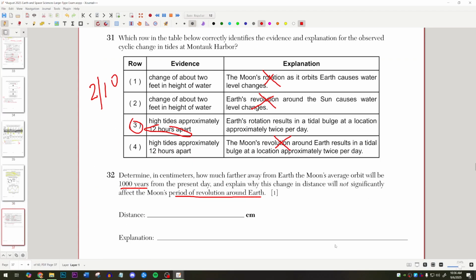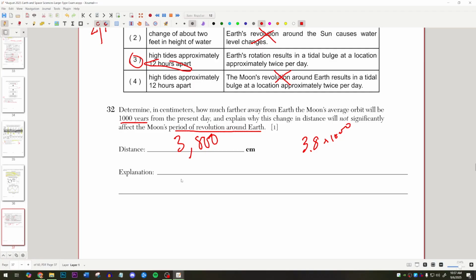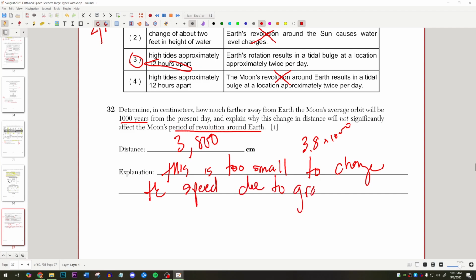So that's easy. So 3.8 centimeters per year times 1,000. You could just move the decimal 3 spots, or you can just put it in your calculator. So you're going to get 3,800 centimeters. 3,800 centimeters is not a big enough difference to affect how fast the moon is going to go around the Earth. So this is too small to change the speed due to gravity.